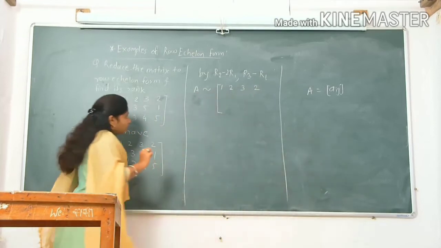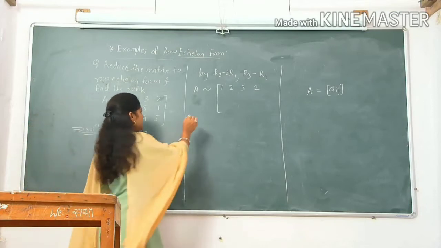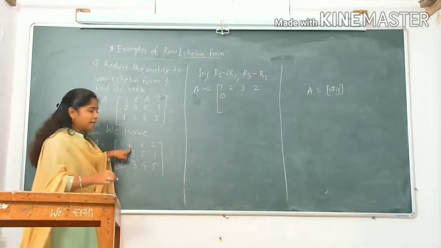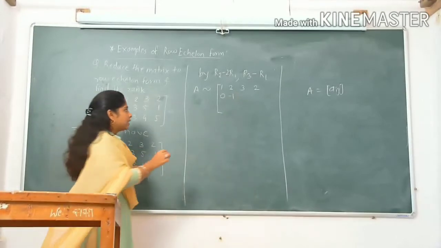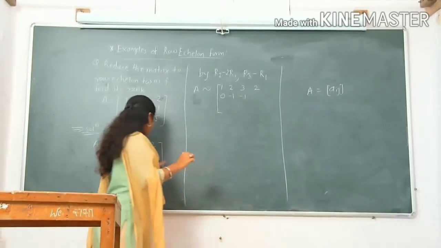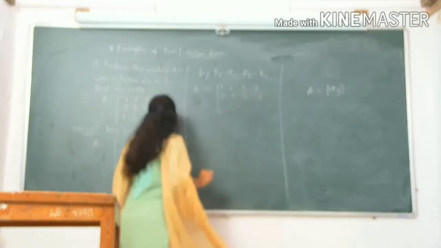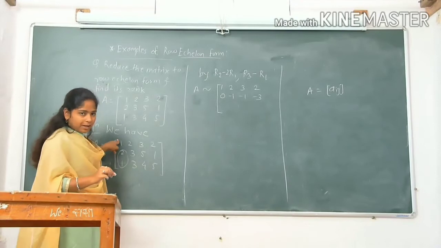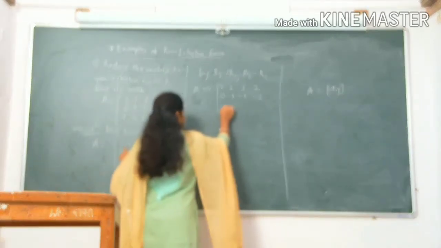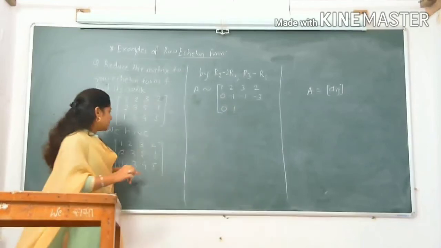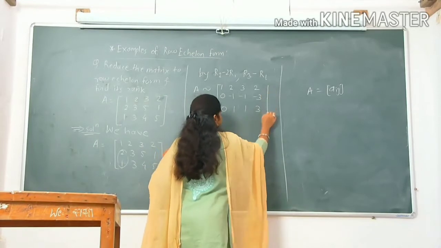second row. Now we perform R2 minus 2R1, that is 2 minus 2 is 0. Next 3 minus 4 is minus 1. 5 minus 6 is minus 1. And 1 minus 4 is minus 3. Next R3 minus R1, 1 minus 1 is 0. 3 minus 2 is 1. 4 minus 3 is 1. And 5 minus 2 is 3.